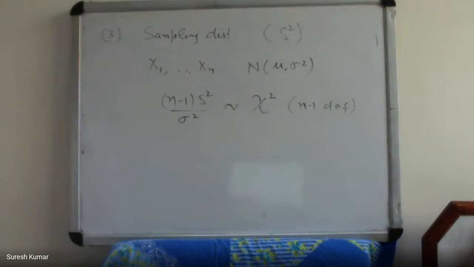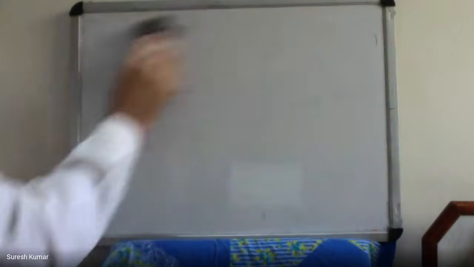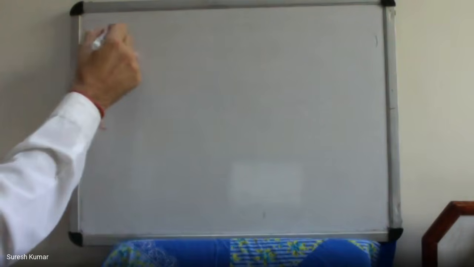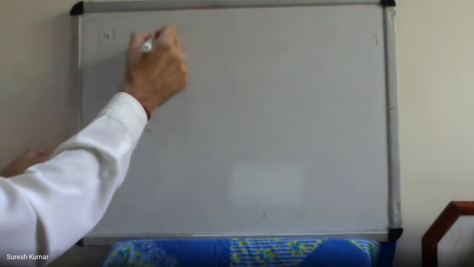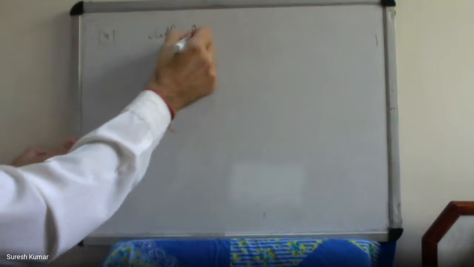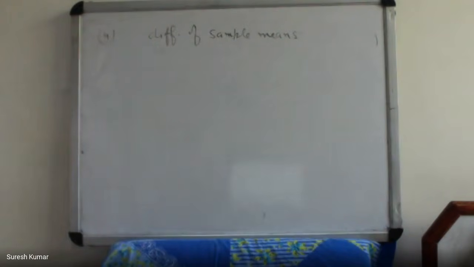Now let us see some more useful statistics for which we will discuss sampling distributions. Finally, we will take up some examples. Sampling distribution of difference of sample means. Sampling distribution of the difference of sample means.